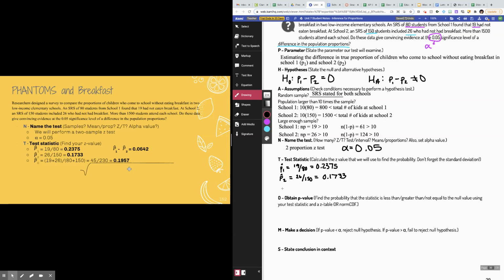Okay, so my statistic is p hat 1 minus p hat 2. I'm literally just going to subtract those two, and I get 0.0642. Okay, so just like the confidence intervals, I'm going to put a little box around this number because I'm going to need it in my actual test statistic.